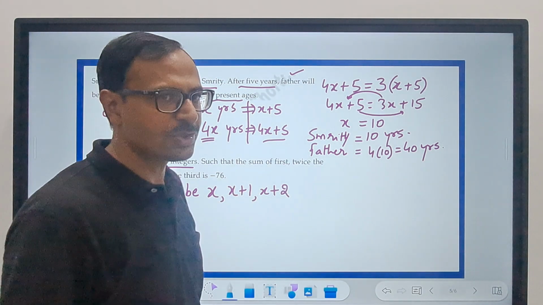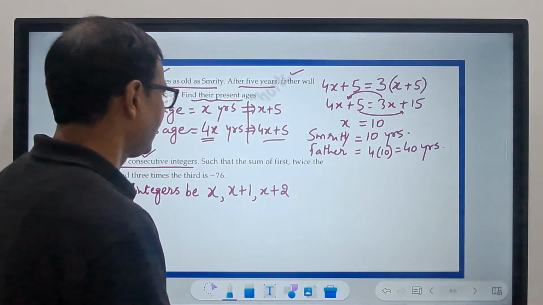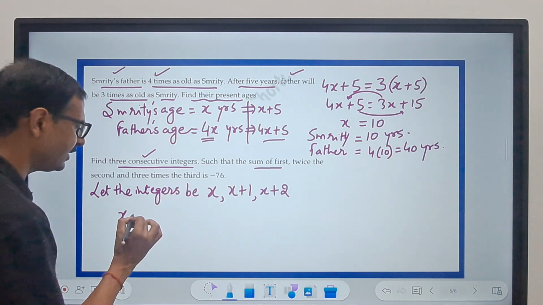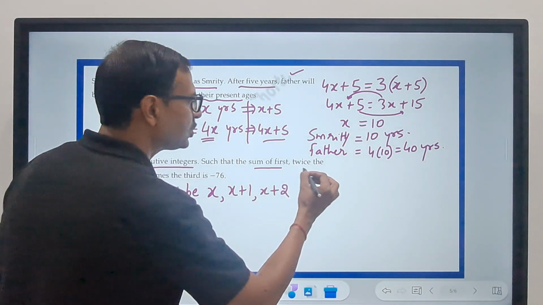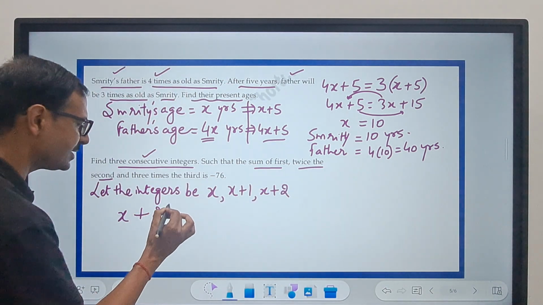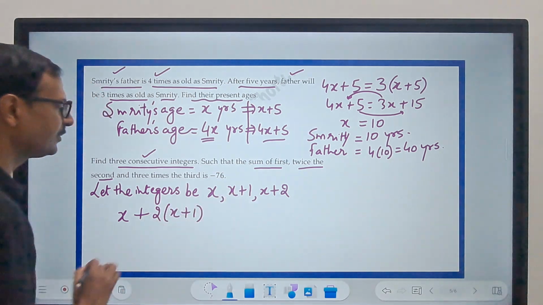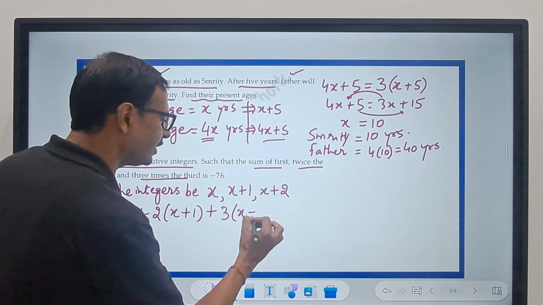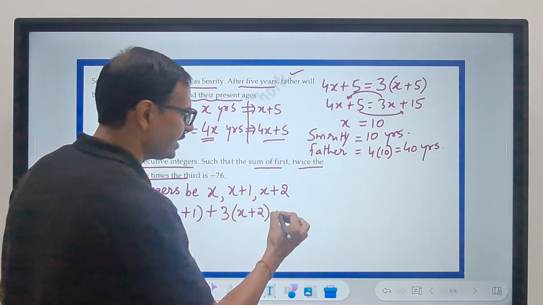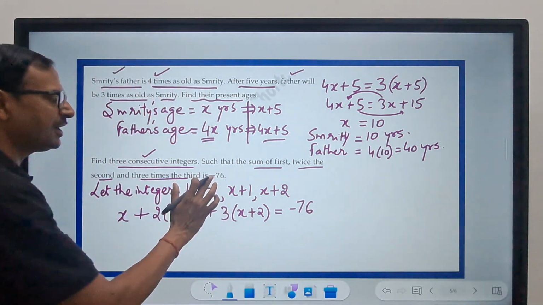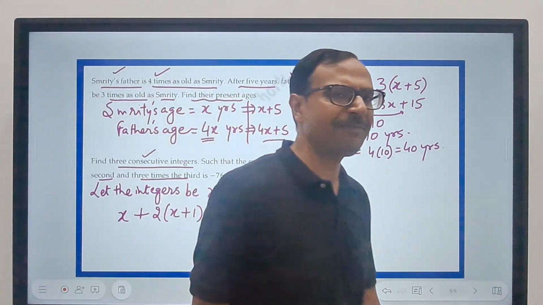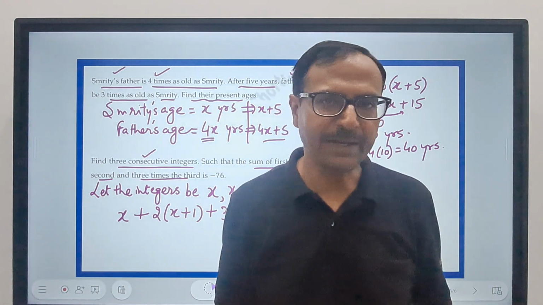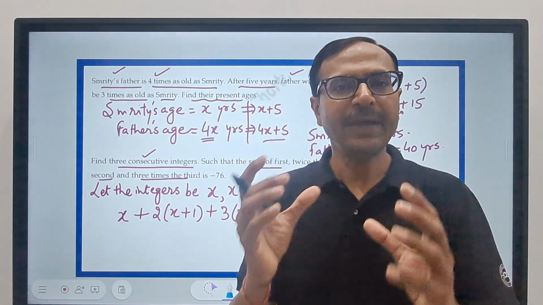Now the framing of the equation according to the statement given in the question. Sum of first one is x, right? Sum means plus, twice the second is x plus 1, and 3 times the third, the sum of these 3 is negative 76. He has given it in the question. So we have framed the equation, and now it's all about opening the brackets, combining the like terms, getting to your final answer, which will be the value of x.